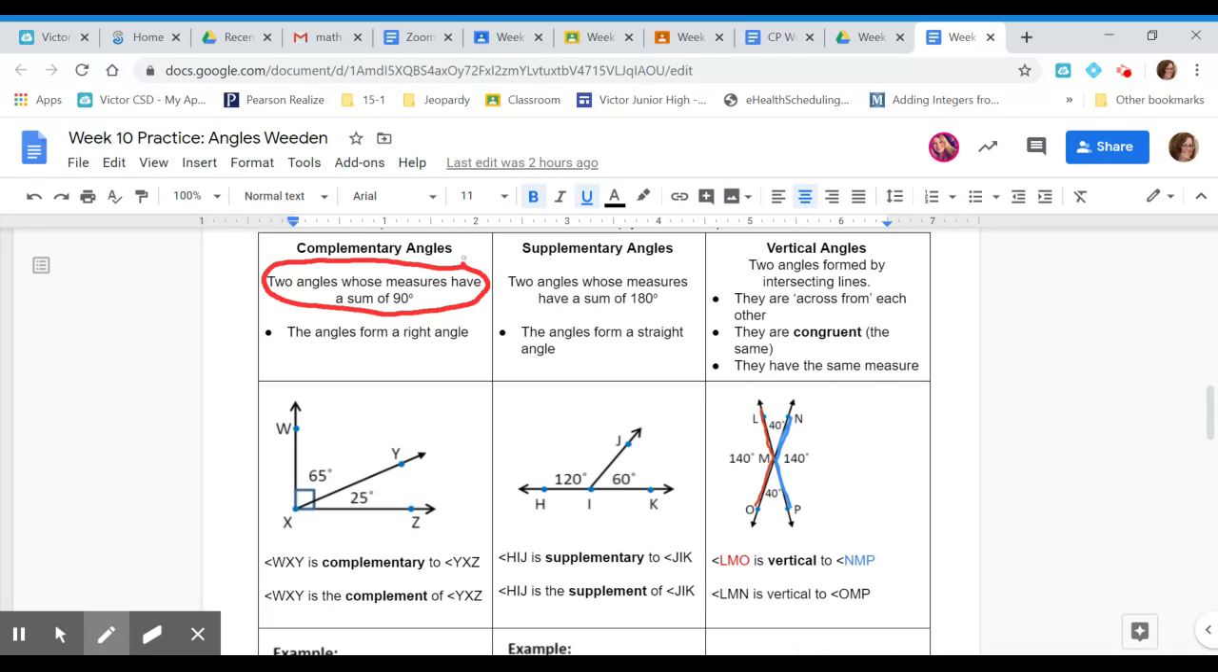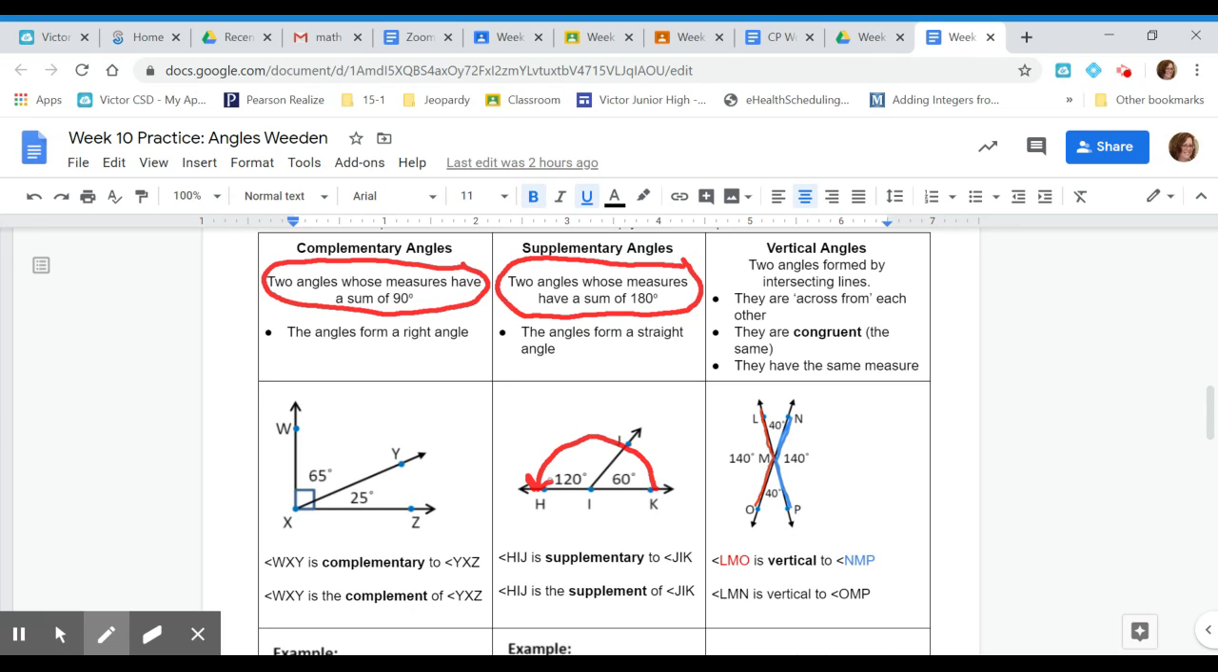Supplementary angles is when we have two angles that add up to 180 degrees. So pictured here, 120 plus 60 degrees is 180 degrees. So when we put them together, they equal 180, which forms a straight angle.